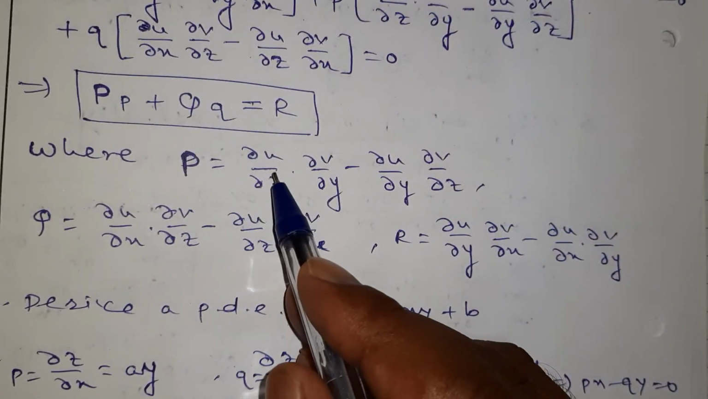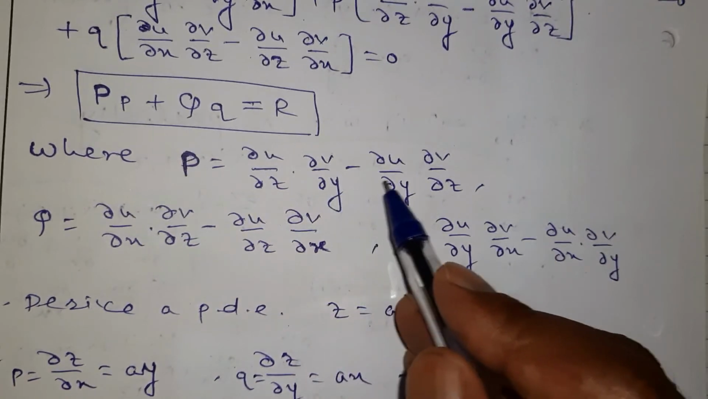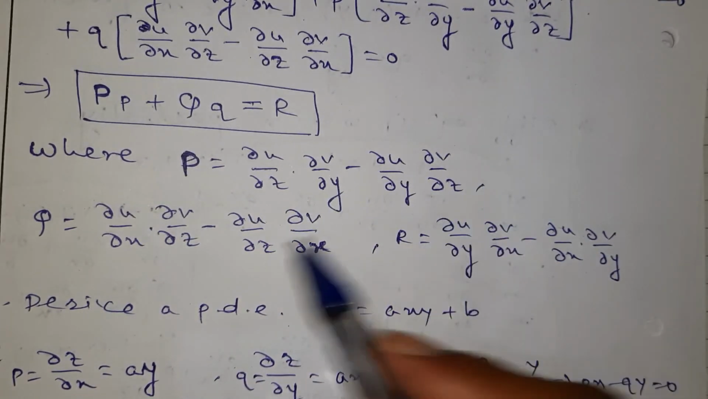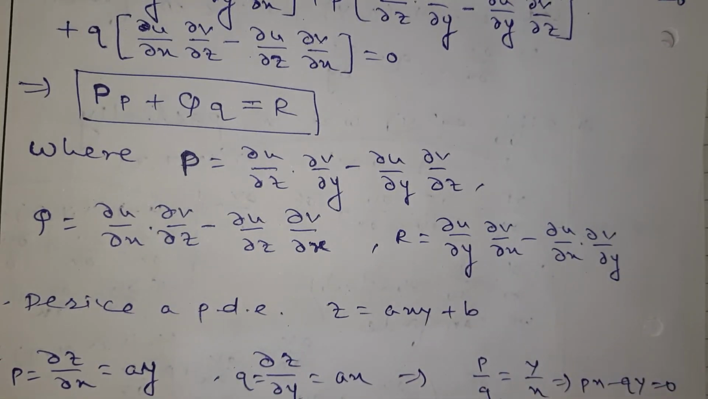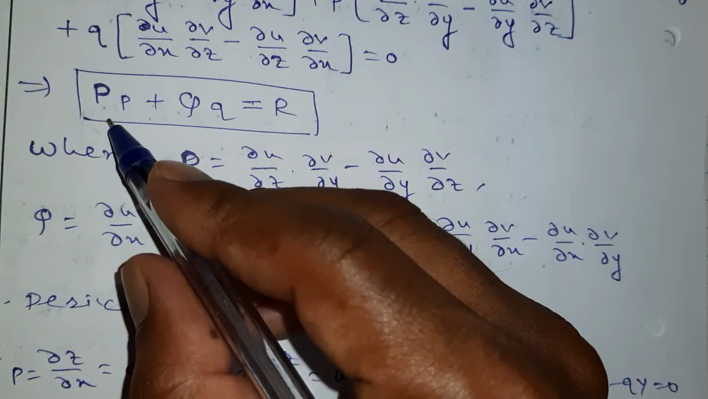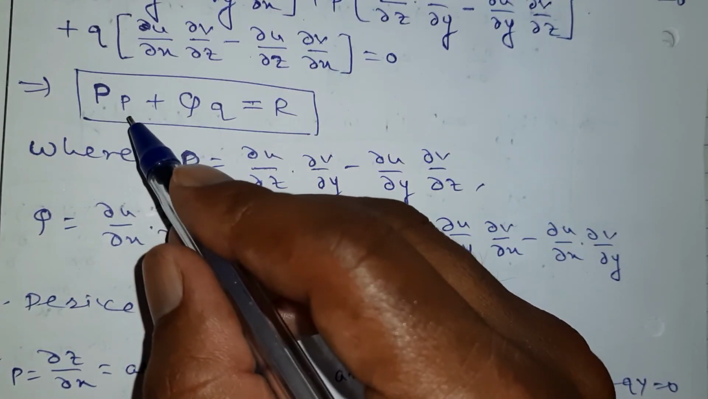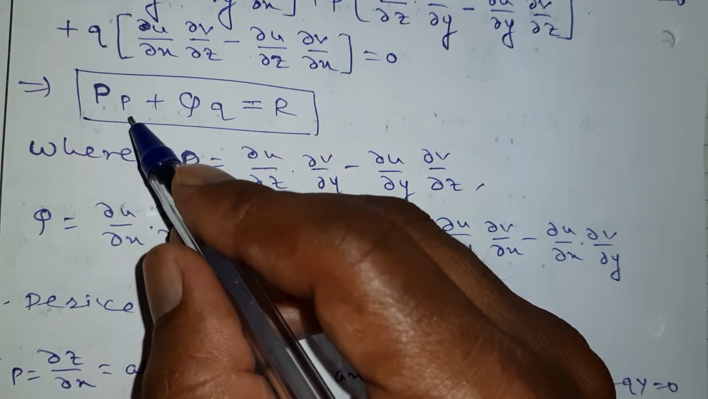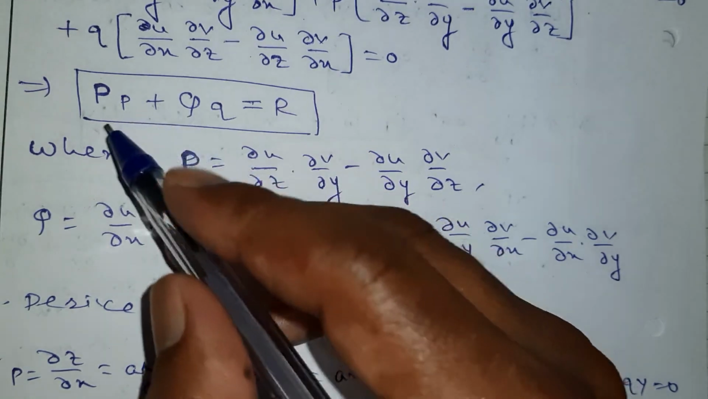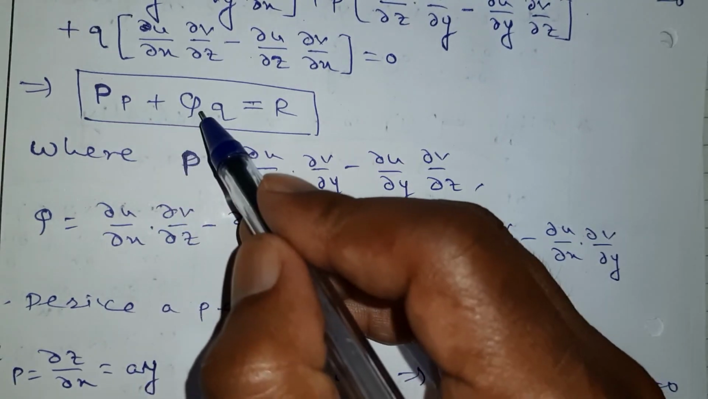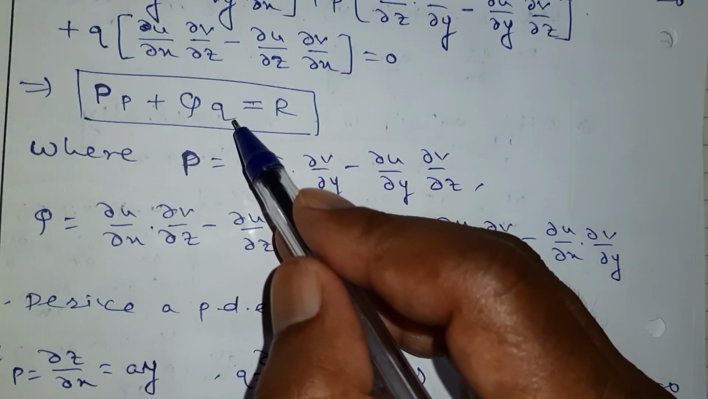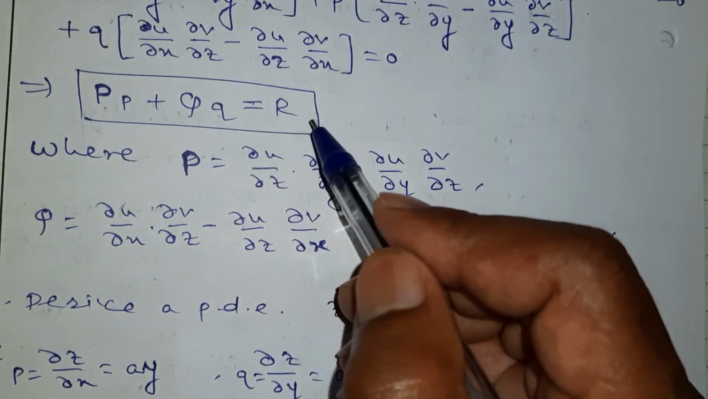See, P is ∂u/∂z into ∂v/∂y minus ∂u/∂y into ∂v/∂z. Similar way Q and R, it is given here. And just form a differential equation. And our differential equation, always keep in your mind this differential equation, it is Lagrange's first order linear partial differential equation. So here capital P into small p, that is ∂z/∂x, plus Q into small q, that is ∂z/∂y, is equal to capital R.